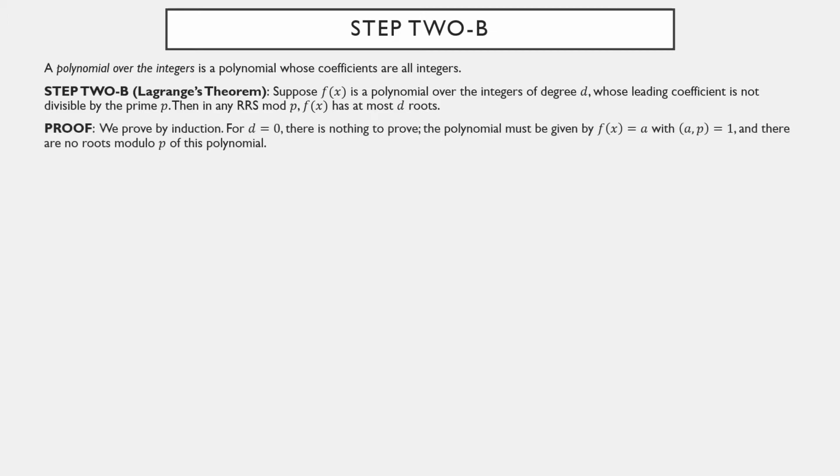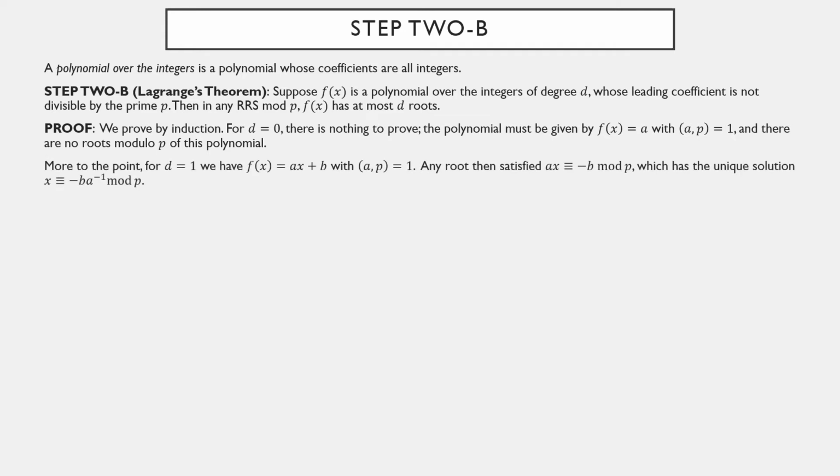We're going to prove this by induction. For a 0-degree polynomial, we just have f of x as a constant. But since that constant has to be relatively prime to p, it's the leading coefficient, then there are no roots, because changing the value of x does not change the value of a, and a is not equivalent to 0 mod p. So for a 0-degree polynomial, there are at most 0 roots. Okay. More to the point, however, suppose d is 1.